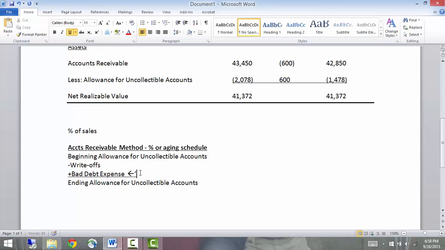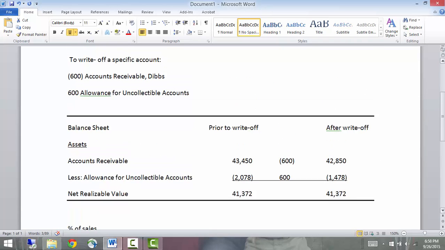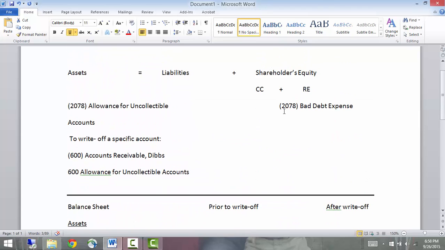Which means you just solve for X is what I want you to do. Usually you will know the beginning allowance amount, you'll know what you want your ending allowance to be, and you'll know what your write-offs were. So you'll know all the things other than your bad debt expense. So you have to plug it in this formula and solve for X. Treat this as X, as the number that you don't know, and solve for that. And that will be the amount that you use in this equation.